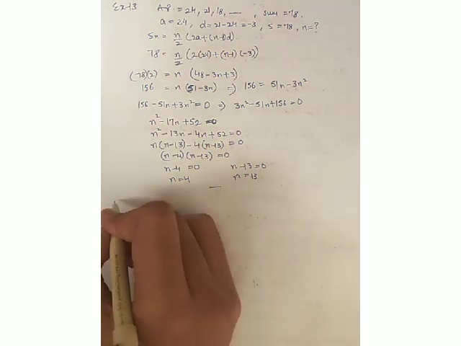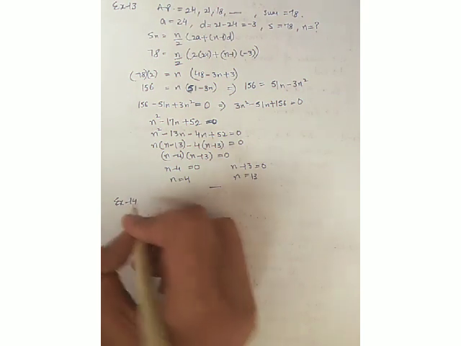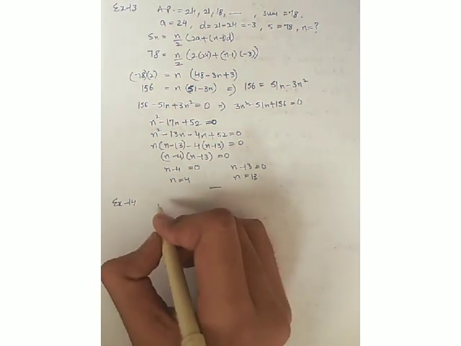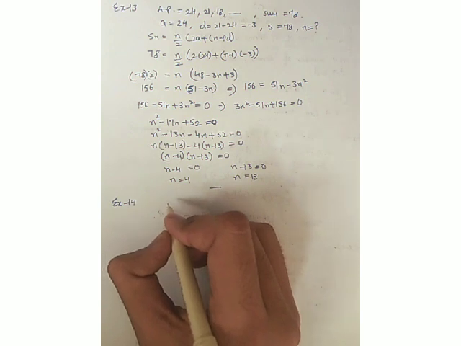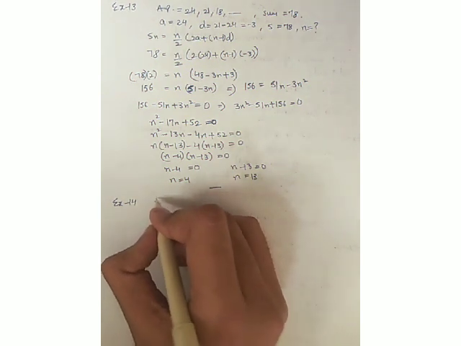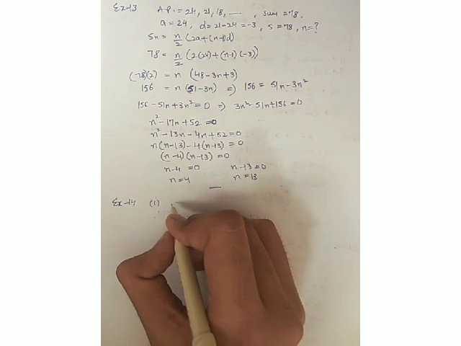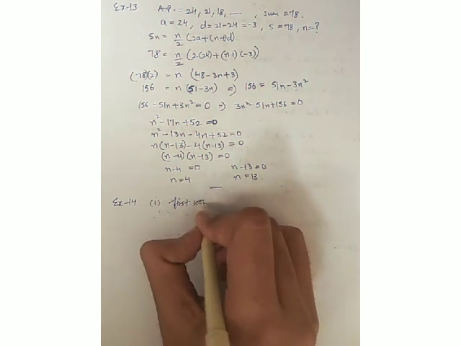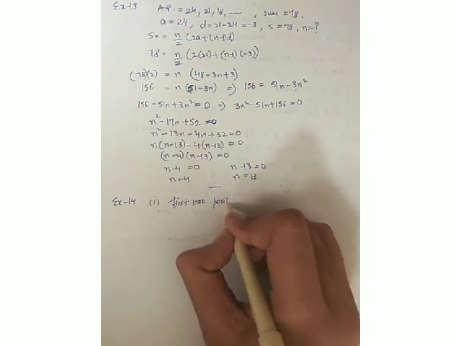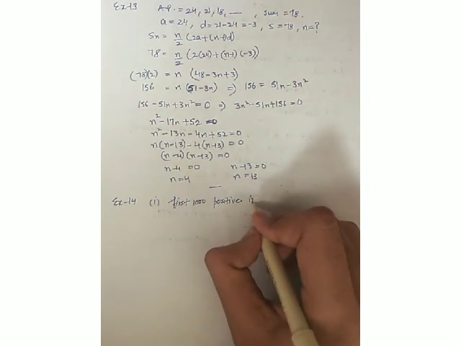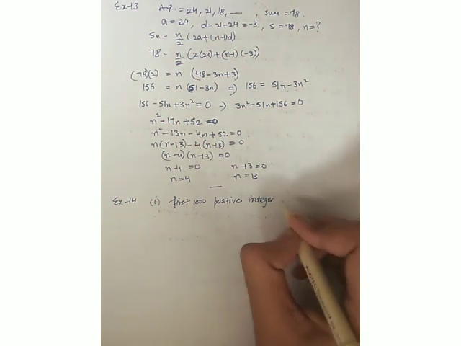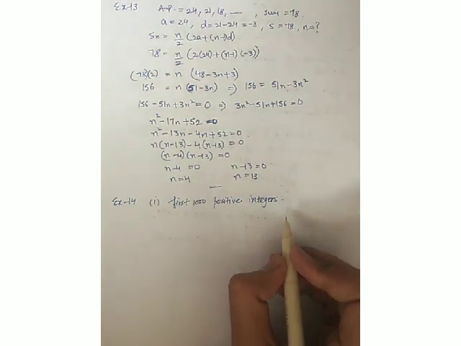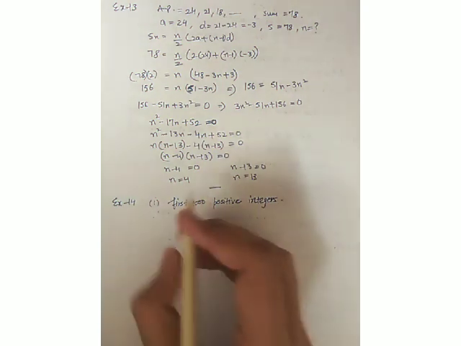Let's move to example number 14 of exercise 5.3. It's actually an easy example, but they have confused the student. They have asked in the statement that we have to find the sum of, there are two parts, find the sum of first 1000 positive integers. We'll do both parts turnwise. First 1000 positive integers means the numbers from 1 to 1000.